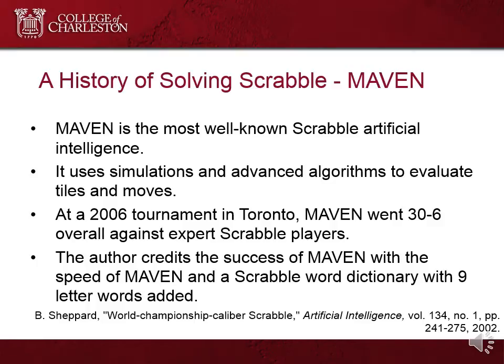At a 2006 tournament in Toronto, Maven went 30-6 overall against expert Scrabble players. One of the advantages that Maven has is that it knows 9-letter words. Because Scrabble has the 7-tile limit, many players and Scrabble programs only know words that are 7 letters or less. However, if a player can take advantage of letters that are already on the board, they can make longer words. The author of the paper cites an anecdote where he witnessed an expert Scrabble player play methadone, a 9-letter word. This inspired him to add longer words to Maven's dictionary.